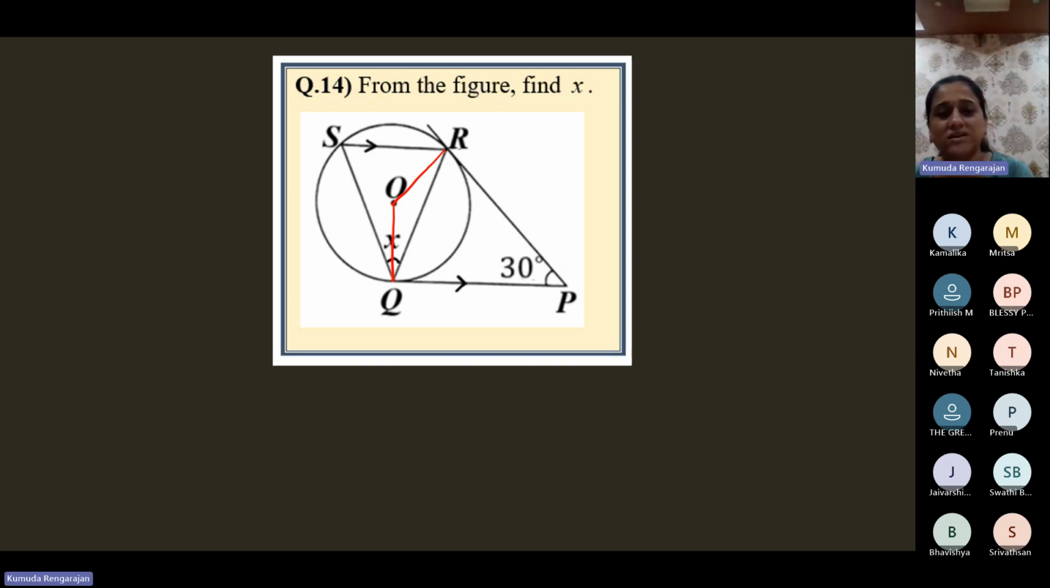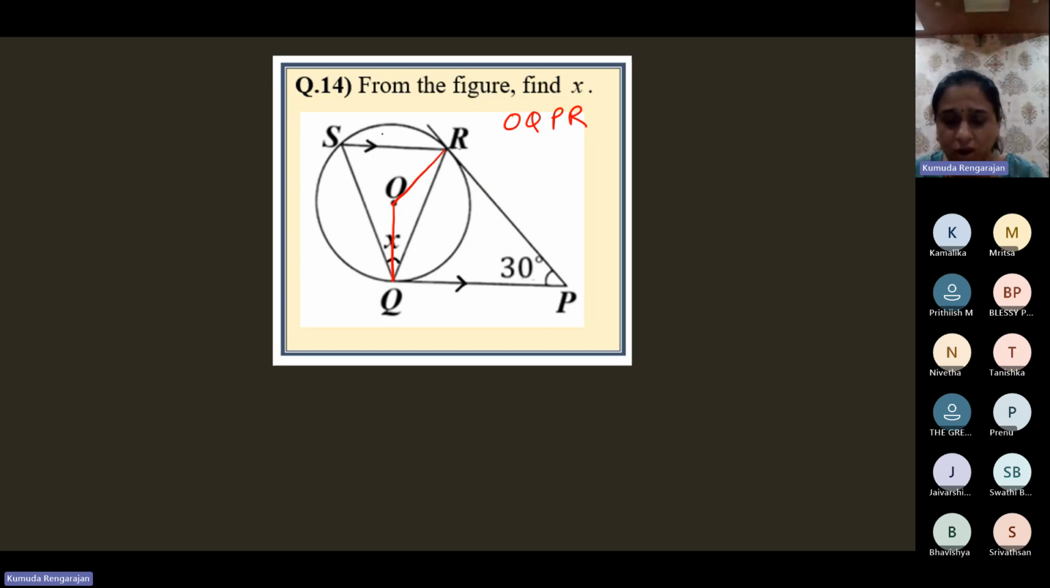So you can use that result here. You can also do it without using that result. First, I'll tell you using the result. Now, this quadrilateral OQPR is a cyclic quadrilateral. The points O and P don't lie on the circle, but you can draw a different circle passing through these 4 points O, Q, P, and R.